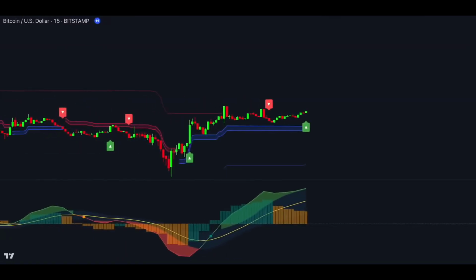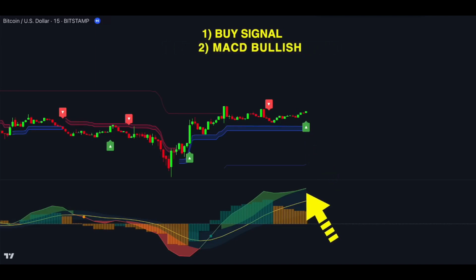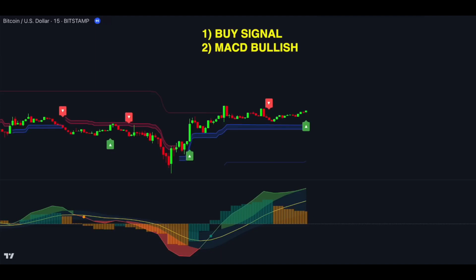Now let's learn the complete rules for buying and selling with this strategy. In order to initiate a long trade, 3 conditions must be met. The first condition is a buy signal issued by the Dynamic Levels Breakout. The second condition is MACD being positive or bullish. Pay attention to the cloud. When the cloud is green, strong buying pressure is evident. When the MACD narrows down, this signals a drop in volume or a correction.